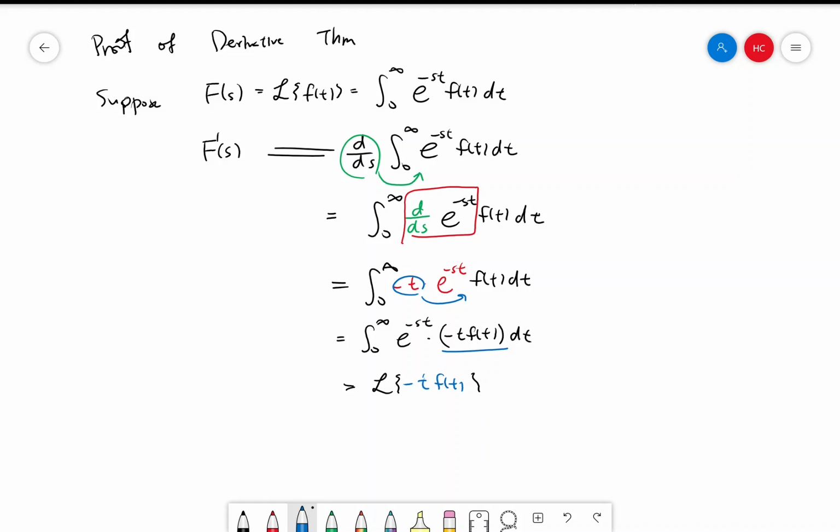Okay, so that's the proof for the derivative theorem. The proof for the integral theorem is similar, so let's do that too.